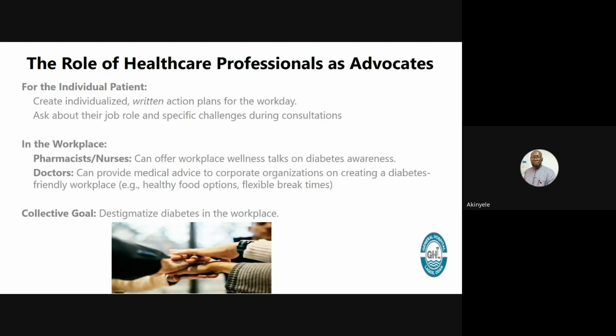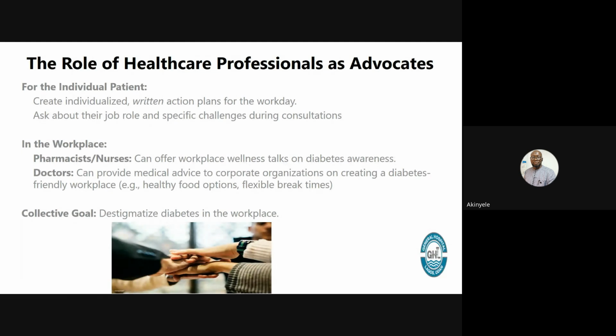And in the workplace, as nurses and pharmacists, we can offer workplace wellness talks on diabetes awareness. And for us as doctors, we can provide medical advice to corporate organizations on creating diabetes-friendly workplaces. For example, ensuring that the canteen or the cafeteria has healthy food options. And then we must also have flexible break times.